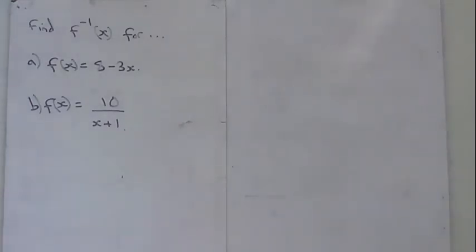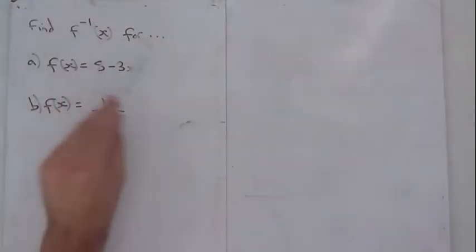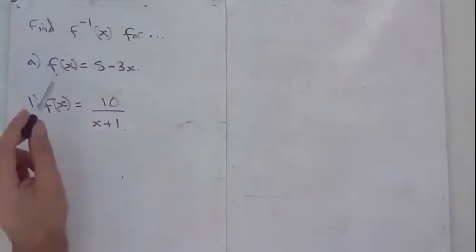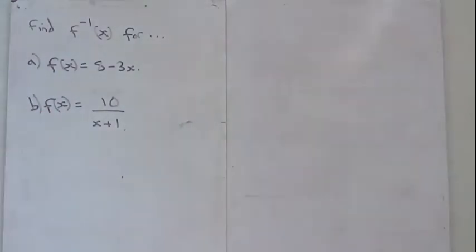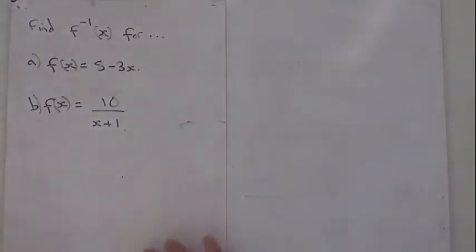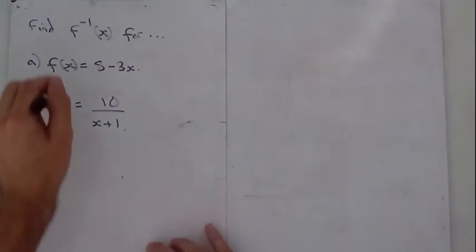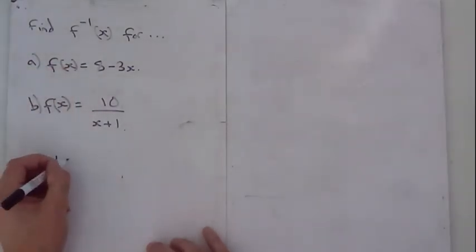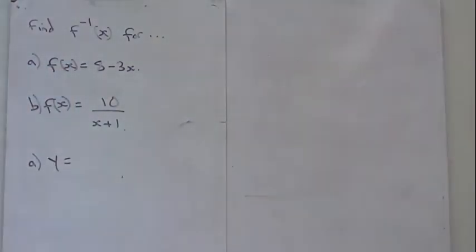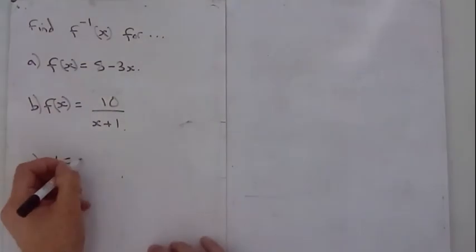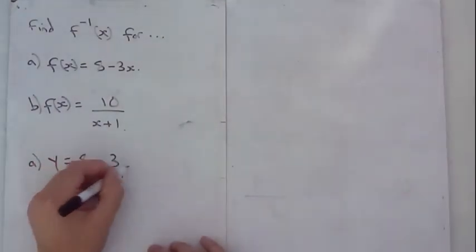Okay, here we're going to find some inverse functions by using some simple algebra, interchanging the variables. So we need to find inverse f of x for f of x equals 8 minus 3x and for f of x equals 10 over x plus 1. So we start with a. If I start with, instead of f of x, I'm going to write y equals. f of x is exactly the same as y equals 8 minus 3x.